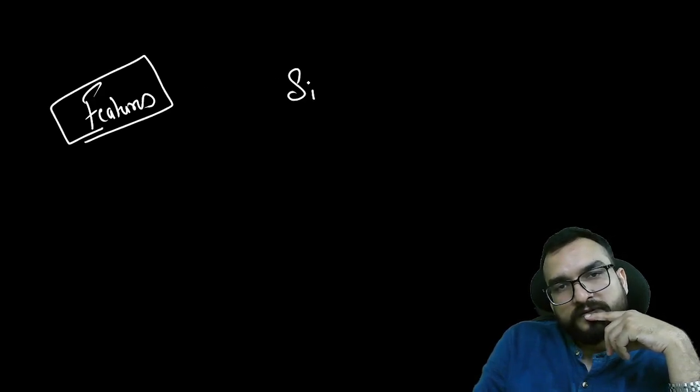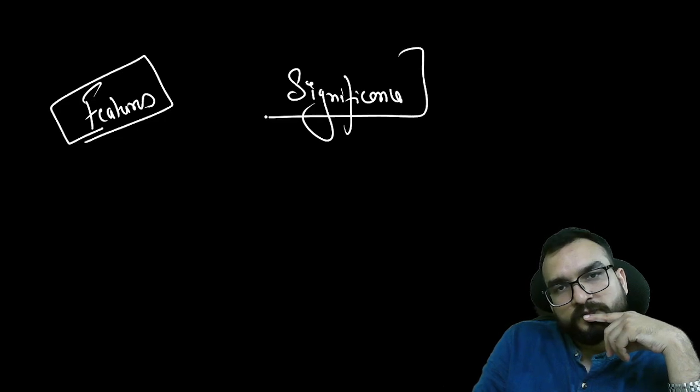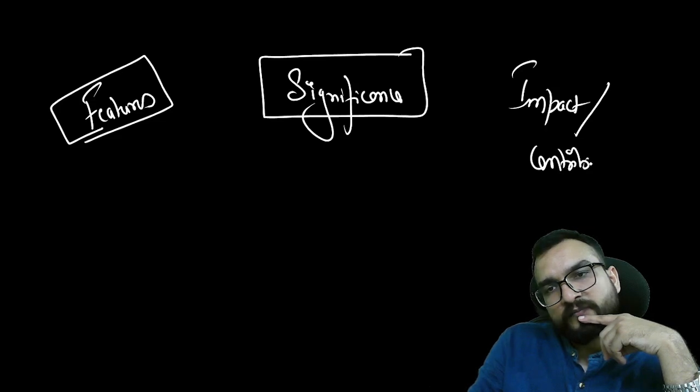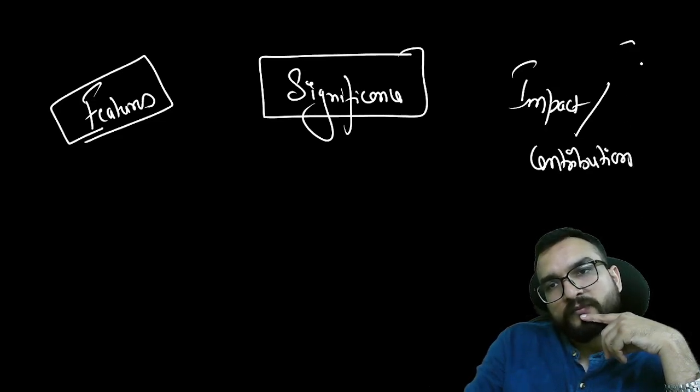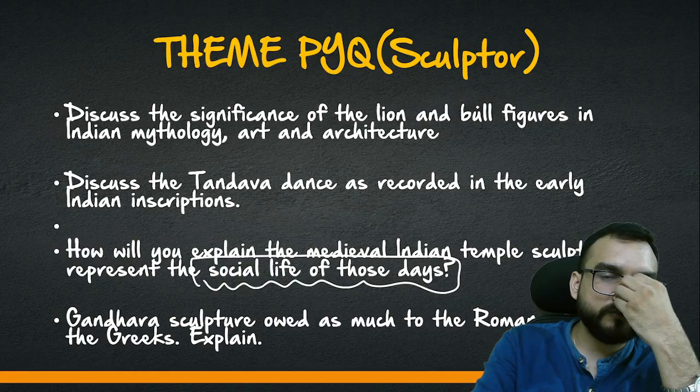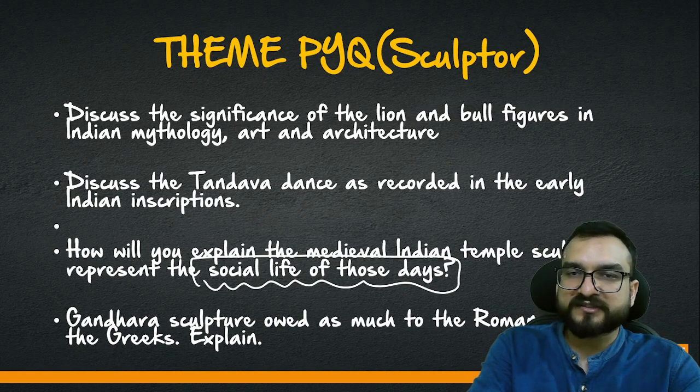Broad topic I am saying, even if you are studying on your own, go for features in art and culture. Features, significance, impact, or contribution. That's it. Keywords for these things. This only you need. Okay. So this is your second theme.